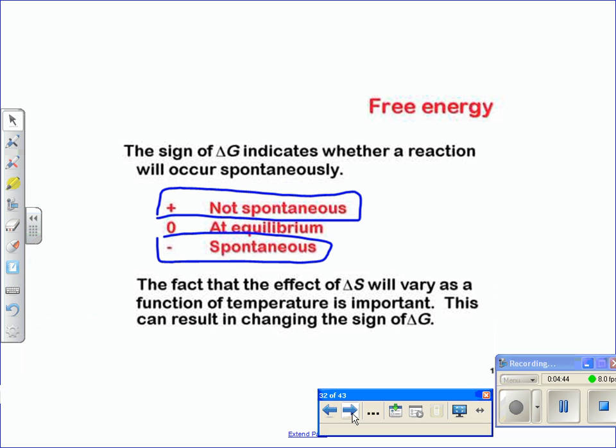Last step in thermodynamics has to do with delta G. Delta G, we figure out delta G two different ways. We can do it by inspection, requires a little memorization, a little critical thinking, or we can do it by calculation.